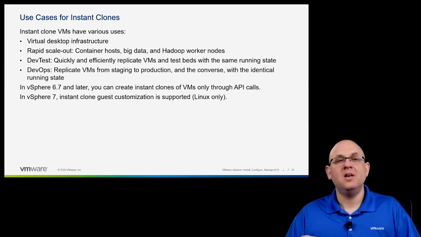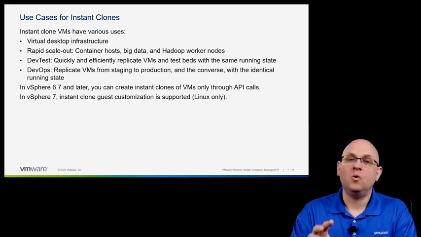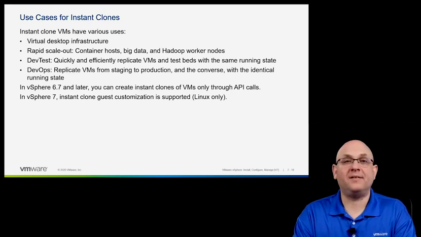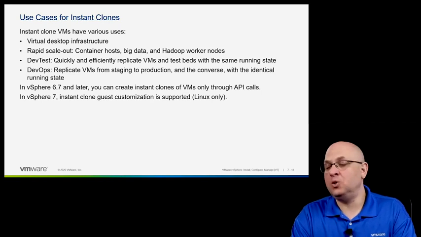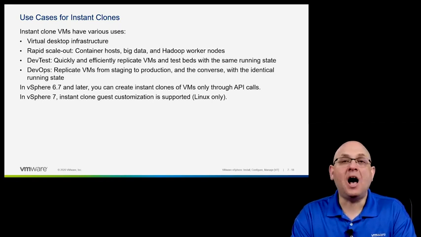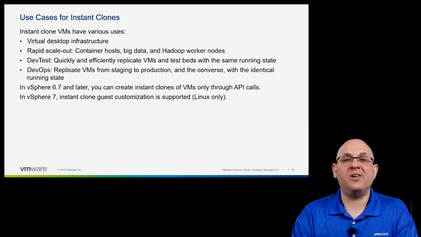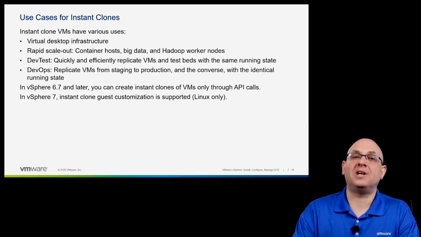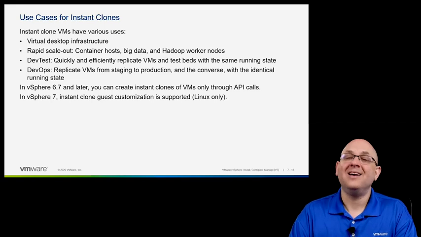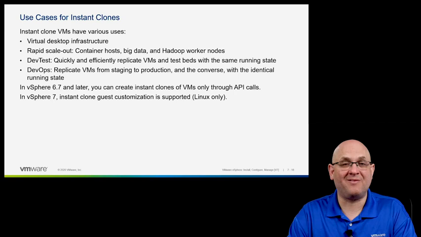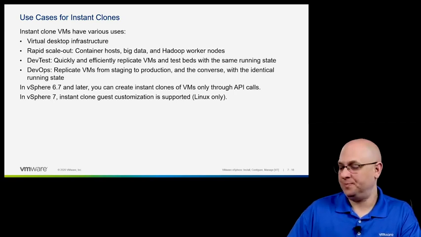Okay. In vSphere 6.7, we introduced this feature through a set of API calls. In vSphere 7, we added to this the ability to instant clone and customize a guest operating system on the Linux side. So you can see that as time goes on, VMware is continuing to add features and functionality to the instant clone process. If this is something that's interesting to you, have a look at the set of APIs and also have a look at the Horizon environment, because this is something that's done every day with Horizon 7 and going forward.